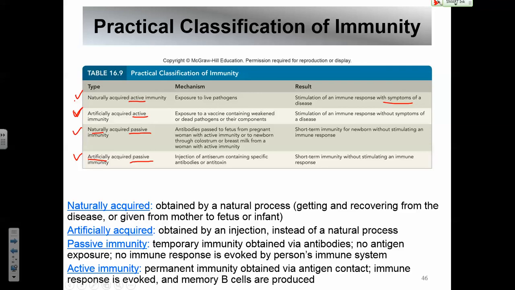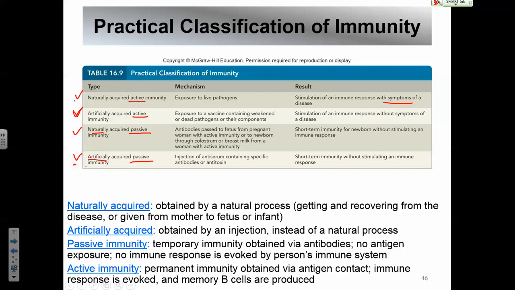Okay? So both of these artificial ways, for your test, you can think of a shot, either a vaccine or a gamma globulin shot. The vaccine makes you go through a primary immune response. The gamma globulin shot is just an injection of antibodies made somewhere else. It's temporary. Okay?